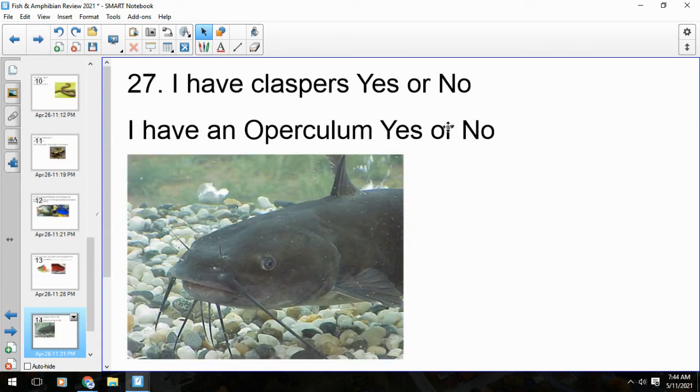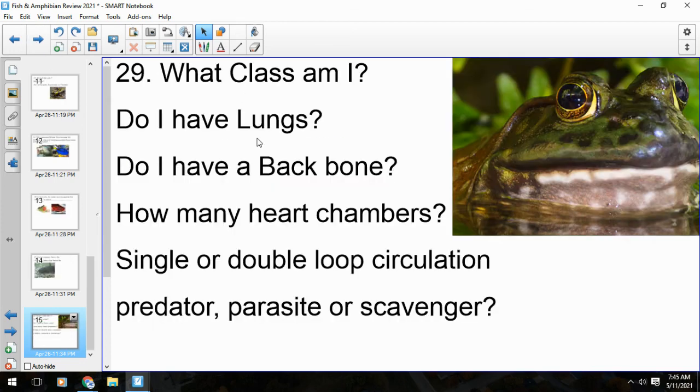Do you have claspers? No. So claspers was a shark thing, and that was what allowed the internal fertilization for sharks. And do I have an operculum? And that is it right there. So a bony covering to the gill. So no on claspers, yes on operculum.